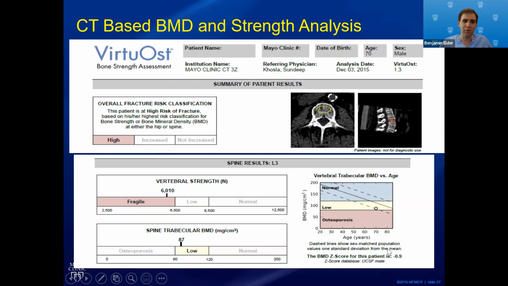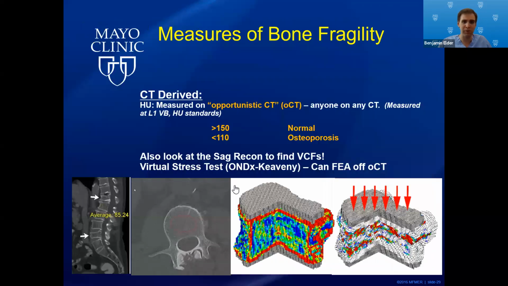So this is another measurement, the Virtuost, or bone strength assessment, which is based on CT scanning. For this, this tends to be a better direct measurement for the spine, but it's not available at all that many institutions. But this is accepted the same as Dexa by insurance companies in order to get patients on treatment. And then other CT-derived ones that we use more commonly are opportunistic CT for Hounsfield unit measurements.